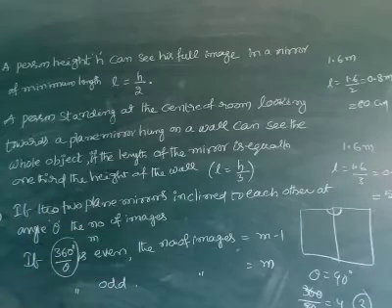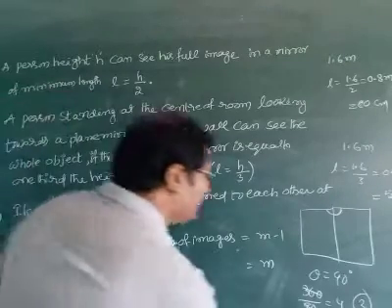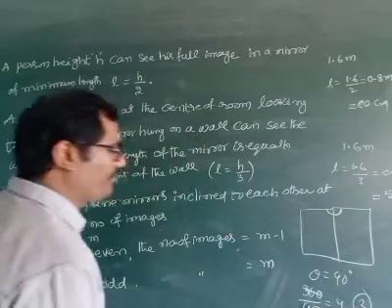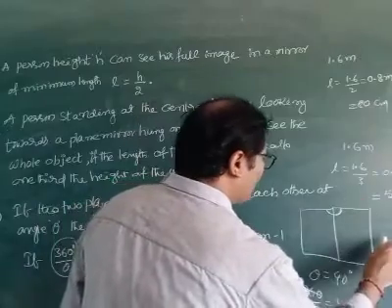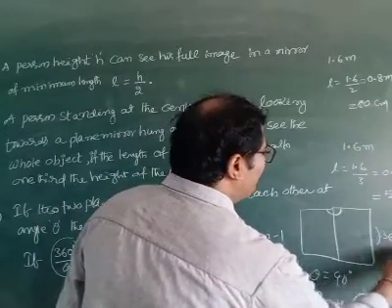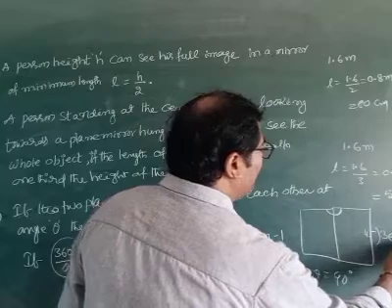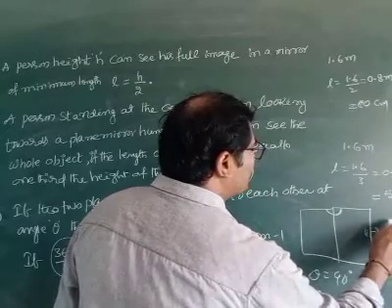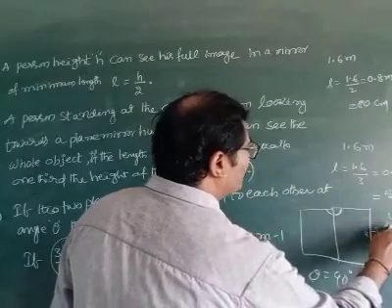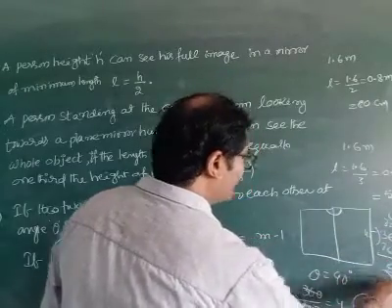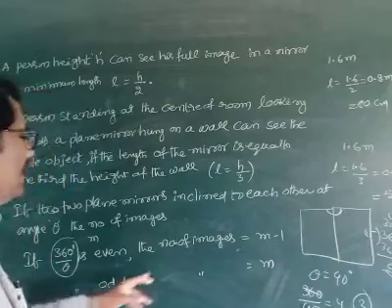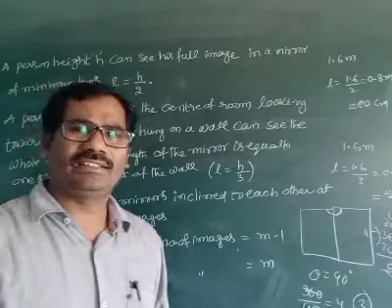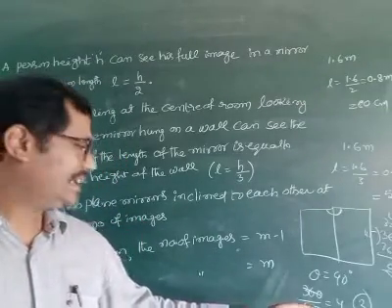If 360 by theta is odd, for example theta nearly 45, how many images form? 360 divided by 45 is 8, which is even, so it forms 7 images.